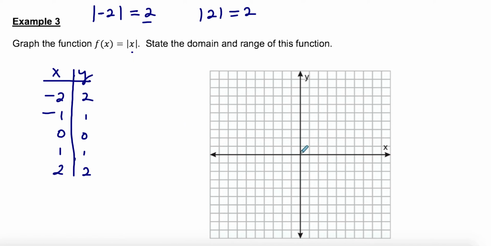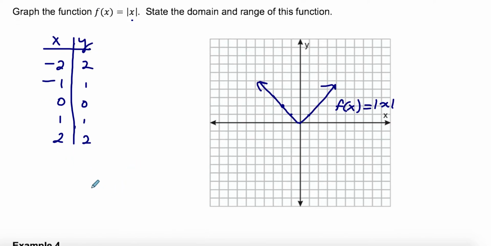So how does that look? It's pretty even. We would go -2, 2, -1, 1, 0, 0, 1, 1, and 2, 2. And we could keep going. We could have 3s and 4s, but this is why it looks like a V when we're done. And that's the absolute value function. That is the parent function.